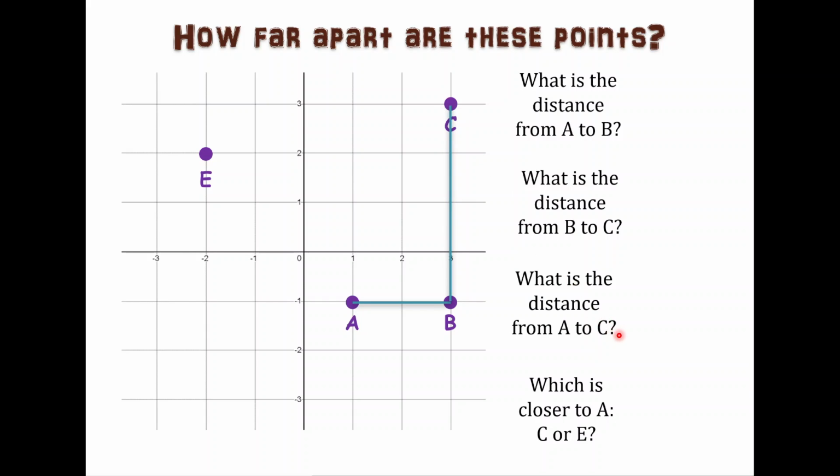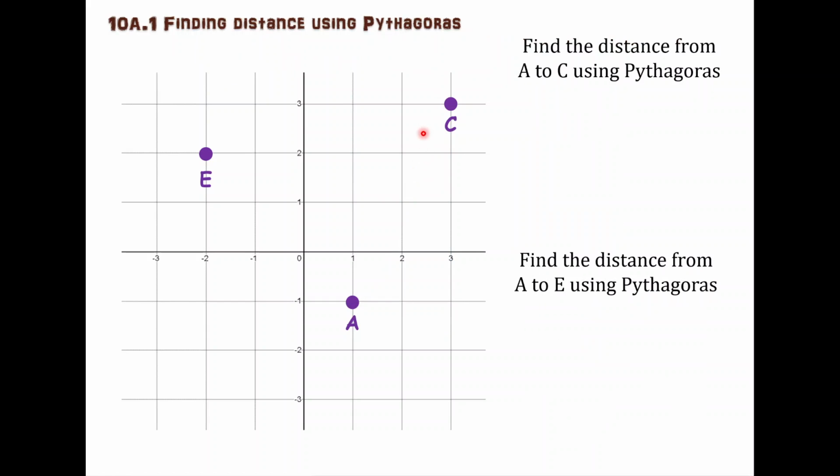But the distance from A to C is trickier. It's on a diagonal. So how can we find out that exact distance? For example, if this is a wooden structure and you need to cut a piece of wood that goes exactly this length to support it. To do that, we're going to use our good old friend Pythagoras, specifically Pythagoras' theorem.